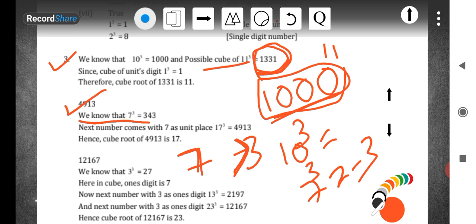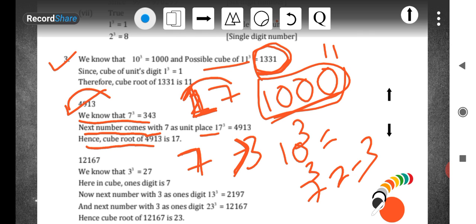So we know that 7 cube is equal to 343. So the next number comes with 7. If you write 27, its cube would be bigger than 4913, isn't it? Because if you add 1, what is the possible? The only possible is to add 1. That means it will become 17. So the next number with 7 as the unit place will be 17 cube. So 17 cube answer will be what? 4913. Hence the cube root of 4913 will be 17 only.